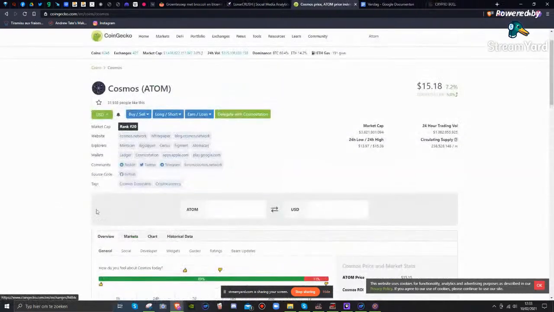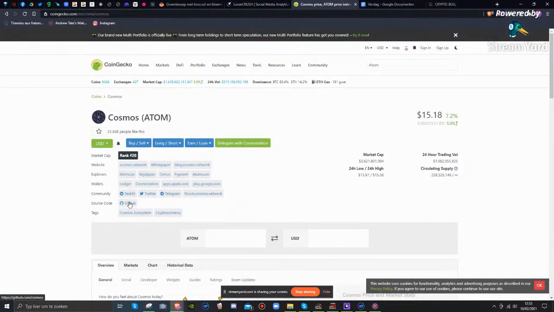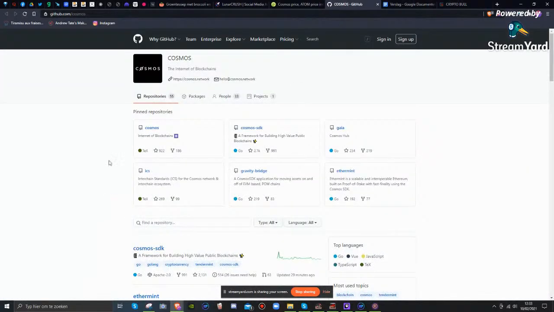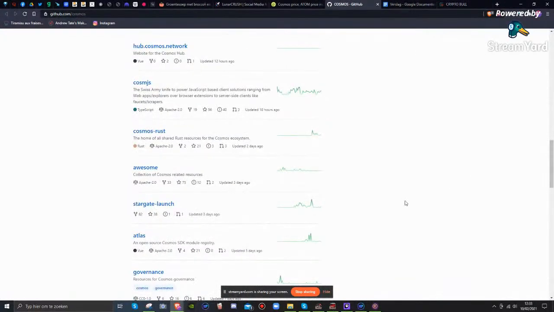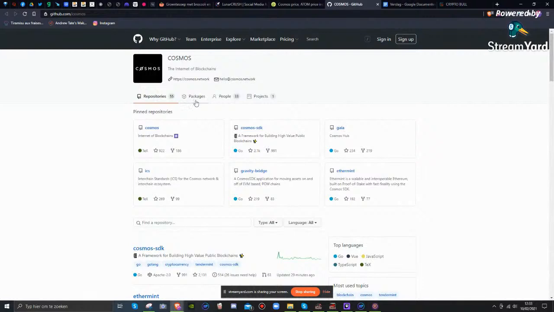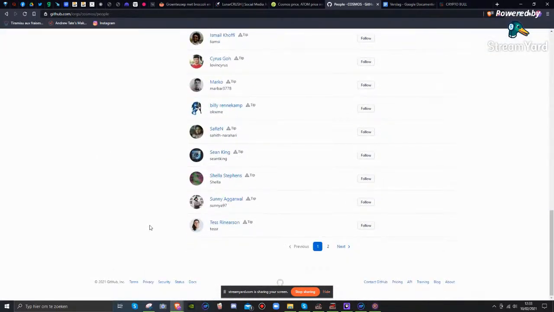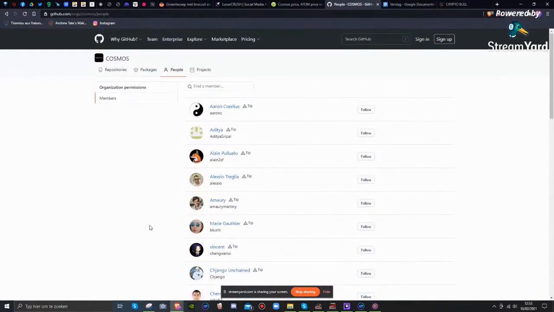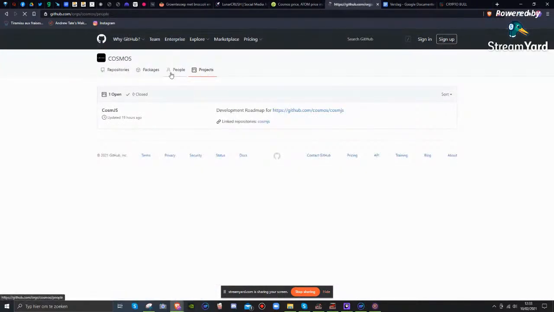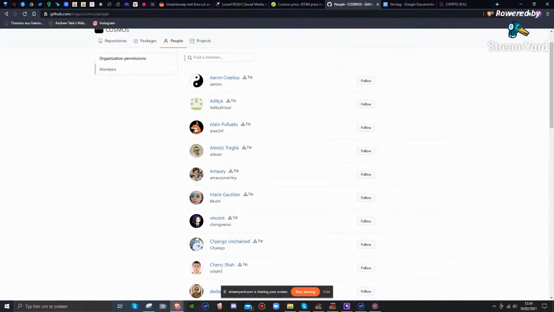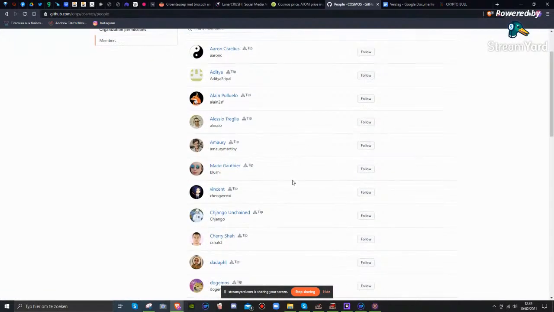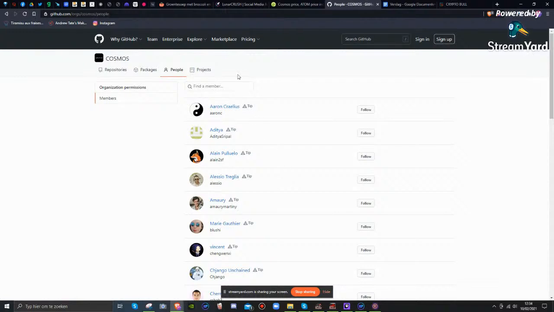Back to Cosmos, scrolling it up. So source code, GitHub. I'm going to take a quick peek. So pinned repositories. So they have a few things here. Stargate launch, etc. Packages, Docker. So these are the packages you can use. People involved, about 33 people. It's fine, not immediately. Well, if you want to get on the technical side of things, this page, this tab is quite interesting, as you can see who's working with the project itself, who's active, who the developers probably are.